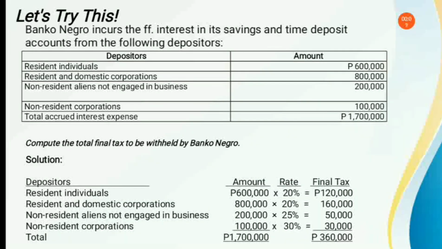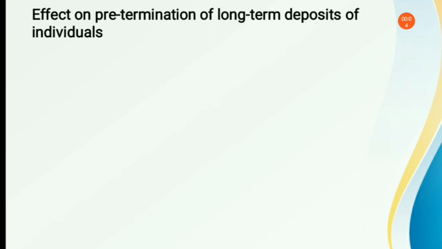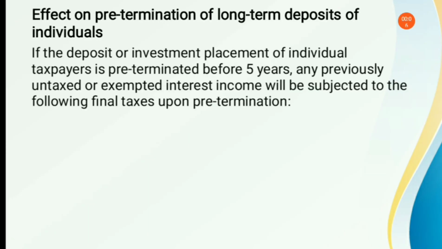And then now we need to get the total final tax kasi yun yung hinihingi sa atin ng problem. So, 120,000 plus 160,000 plus 50,000 plus 30,000. So, therefore, the total final tax na i-withheld ni Banco Negro ay 360,000 pesos. Okay, so let us now move on to the effect on pre-termination of long-term deposits of individuals.